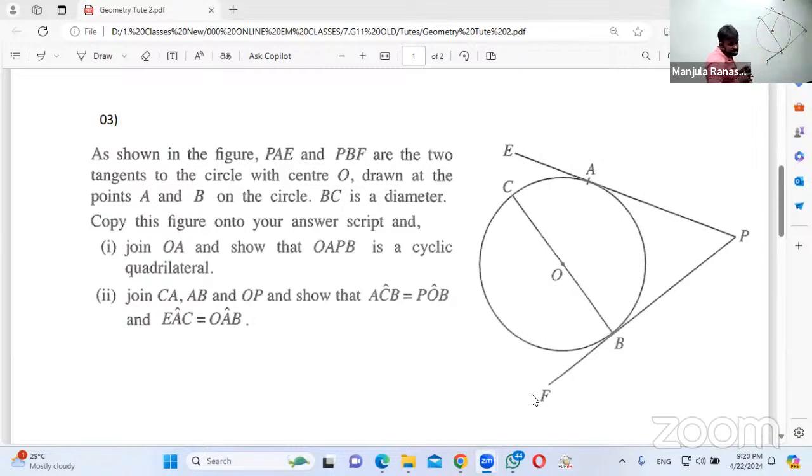Then show that OAPB is a cyclic quadrilateral.